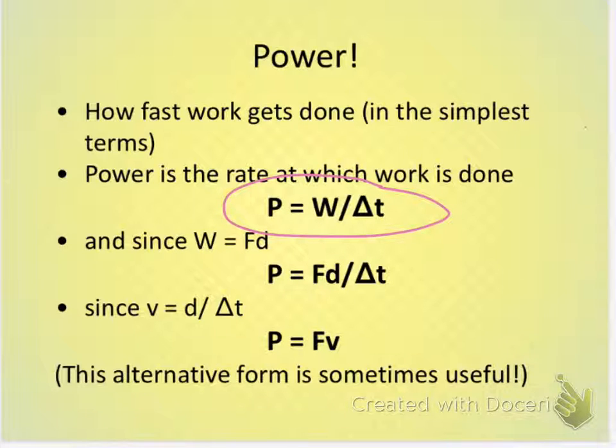We can break that out because we know this for work. We get power equals FD over delta T. And then we sometimes use this one. Your book gives that as power equals force times speed. Of course, we're more accustomed to saying velocity, but that's the way your book does it. And the one that we're going to use is, well, you'll see.